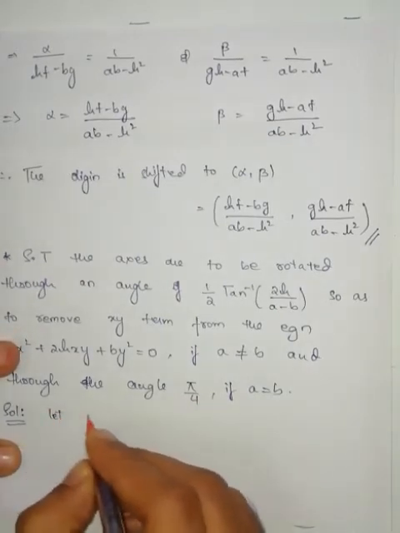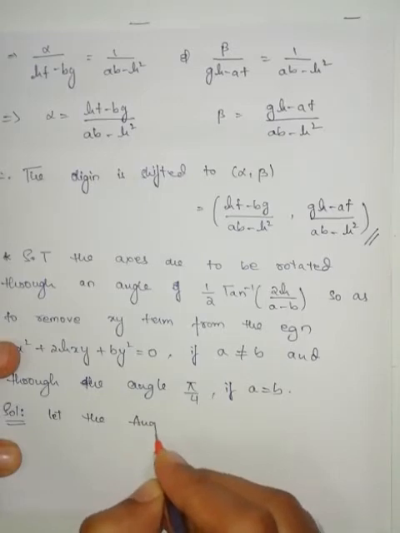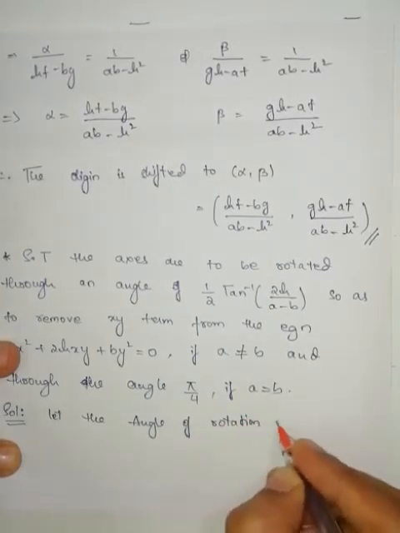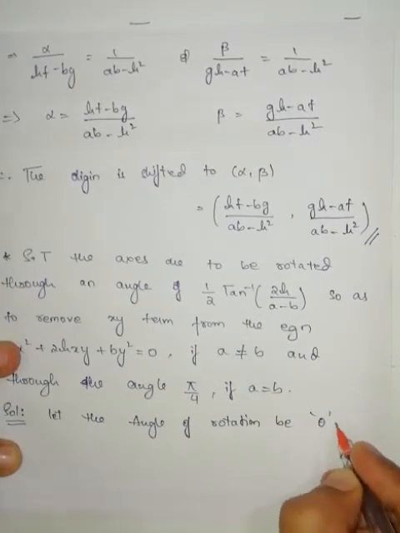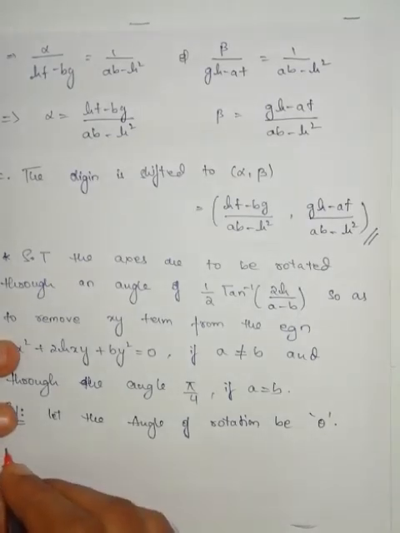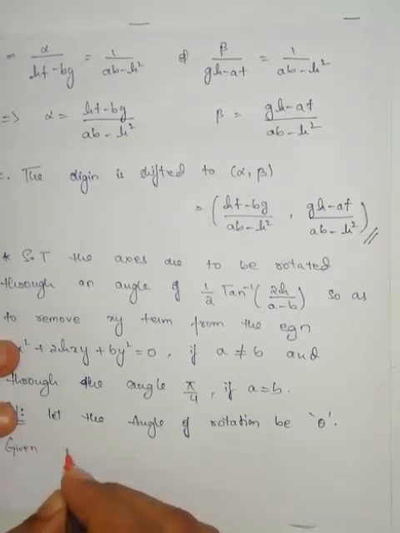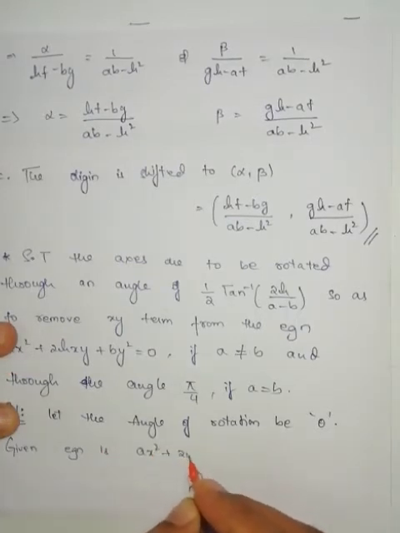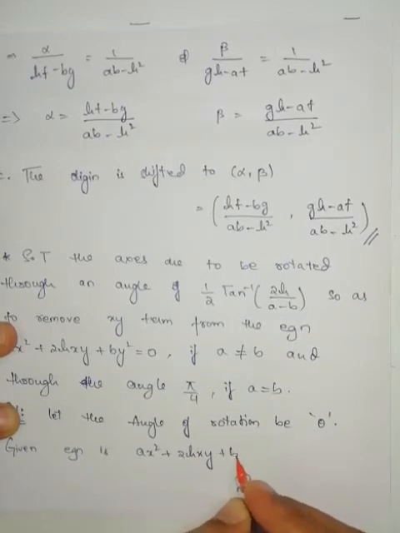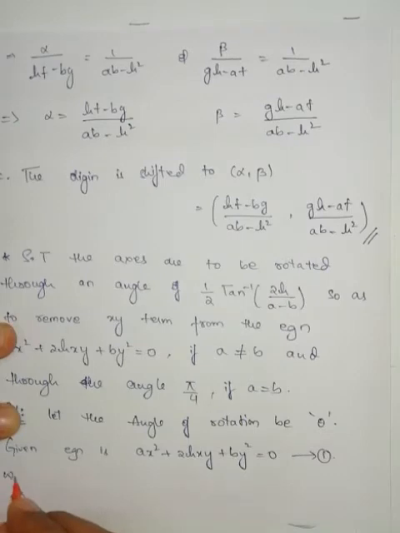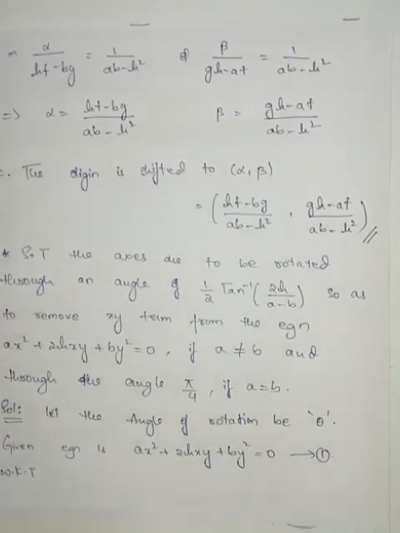Let the angle of rotation be theta. Given equation is ax square plus 2hxy plus by square is equal to 0. Equation number 1. Now I have to transform this equation.